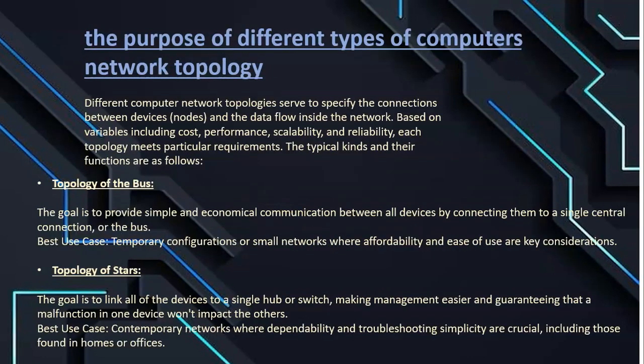The purpose of different types of computer network topology. Different computer network topologies serve to specify the connection between devices and the data flow inside the network based on variables including cost, performance, scalability, and reliability. Each topology meets particular requirements. The typical kinds and their functions are as follows.